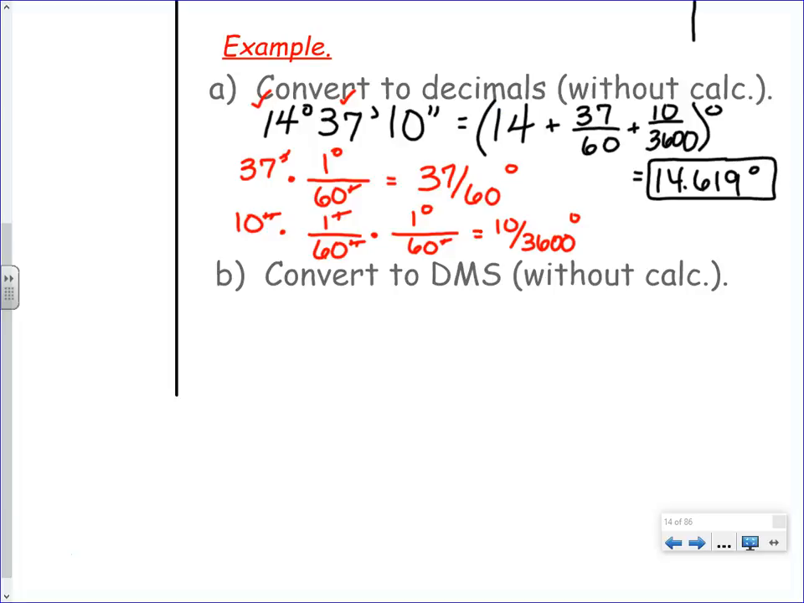That'd be fairly precise. But question, which one's more precise? The rounded decimal or the 14 degrees, 37 minutes, and 10 seconds? Especially if instruments are built upon the minutes and seconds. This one makes a lot more sense and they'll find you for sure.